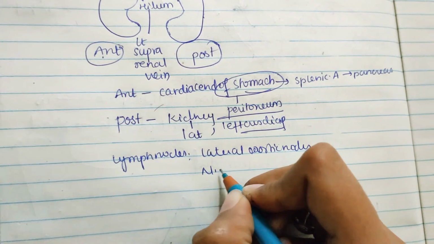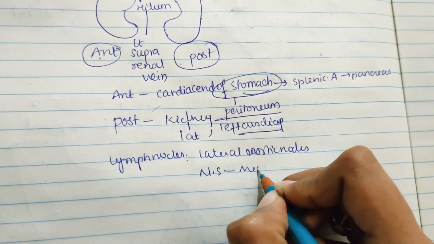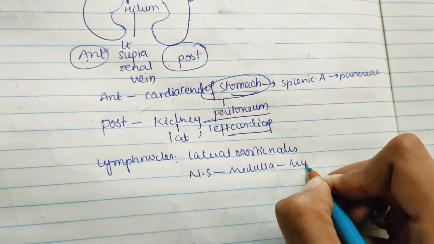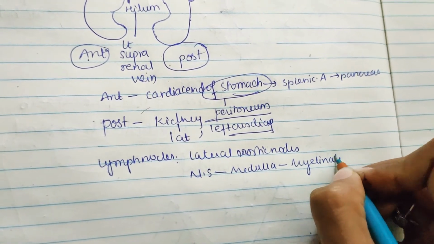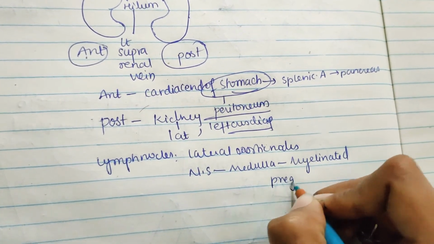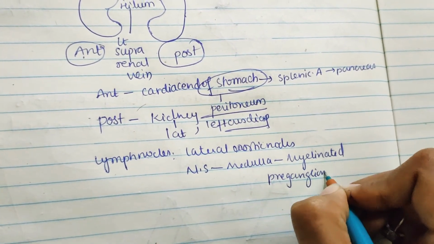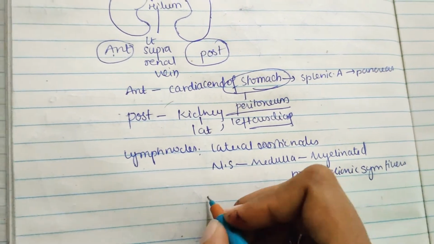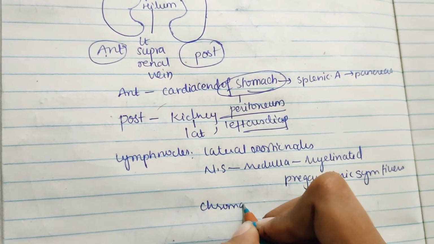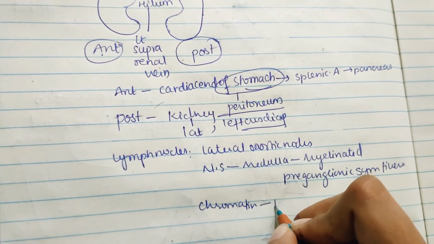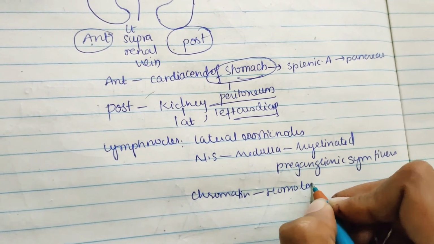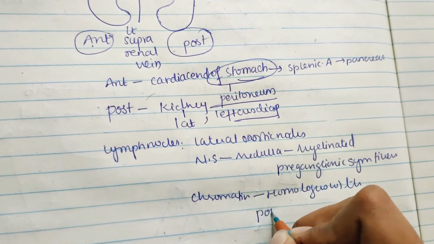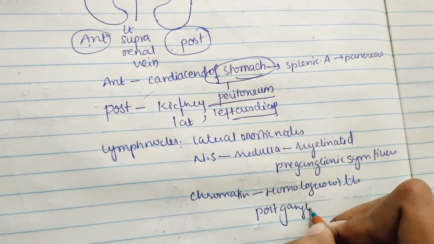Next, coming to the nerve supply, the suprarenal medulla has a rich nerve supply by myelinated preganglionic sympathetic fibers. Okay. Next, coming to chromaffin cells, they are homologous with postganglionic sympathetic neurons.